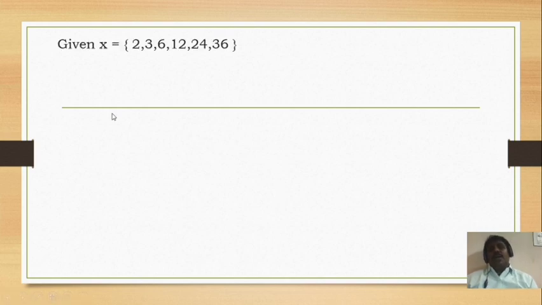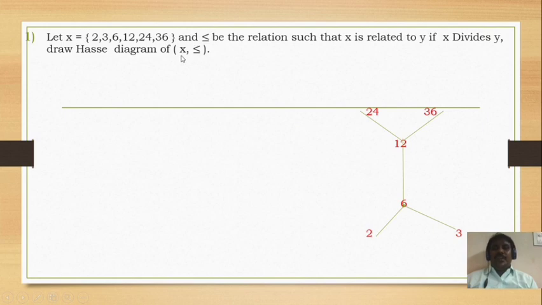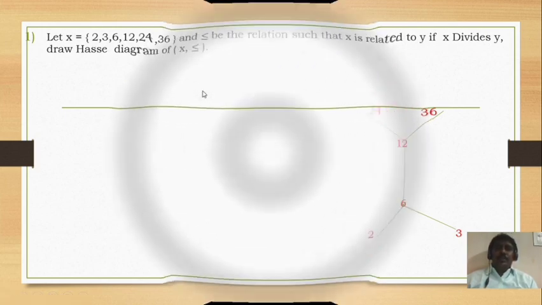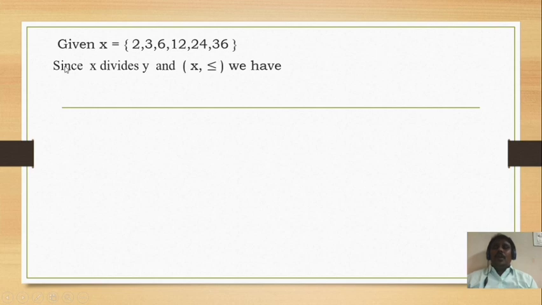First I have taken the given values, X equal to 2, 3, 6, 12, 24 and 36. Next he has given the condition, less than or equal to. Here it is given that x divides y, which means the remainder must be 0. So the condition is x less than or equal to y and x divides y.